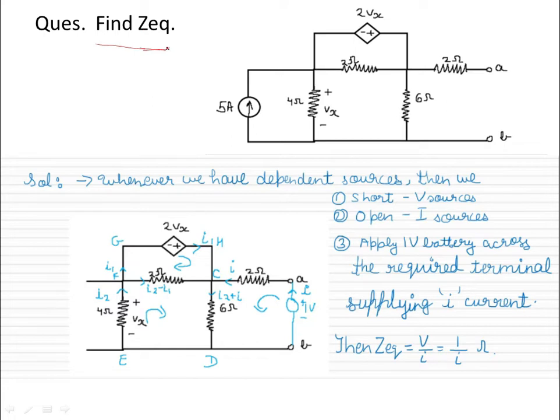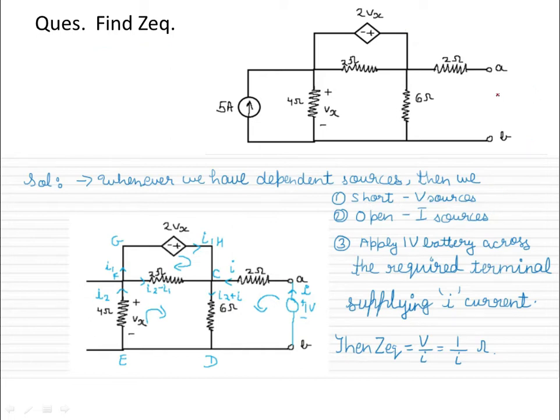So why I use this question is because it has this dependent voltage source. In case of a dependent voltage source, how will you find this Z equivalent? First you will open all the current sources and short all the voltage sources, as you have seen, and then you will find the resistance between A and B. Sometimes this dependent voltage source gets completely vanished by these two steps, but sometimes it doesn't. So in those cases we'll use this method.